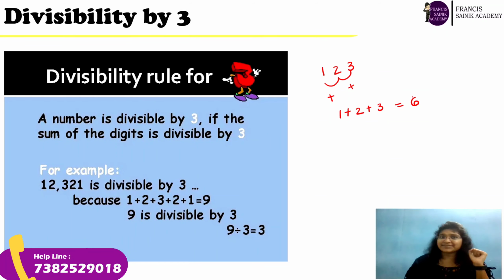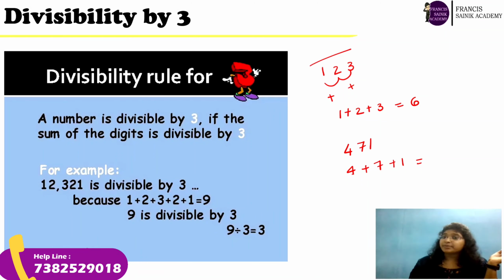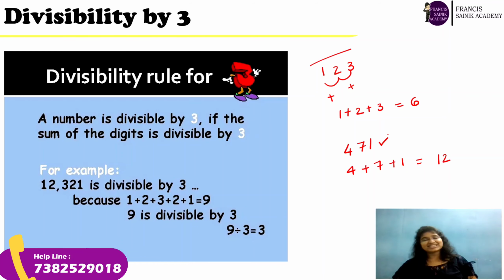So, 6 is divisible by 3, right? 6 comes in the 3 table. So, the entire number is divisible by 3. One more example. 471. So, start adding the digits. 4 plus 7 plus 1. 4 plus 7 is 11 and 11 plus 1 is 12. Yes, 3 into 4 is 12. So, 471 is divisible by 3.